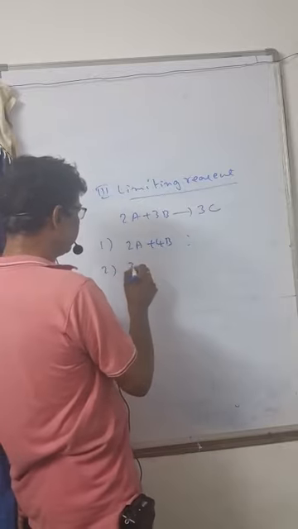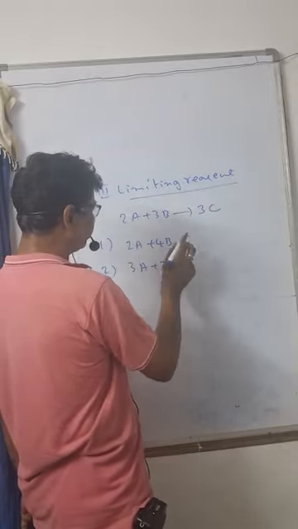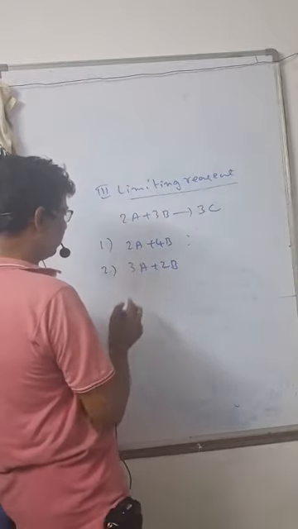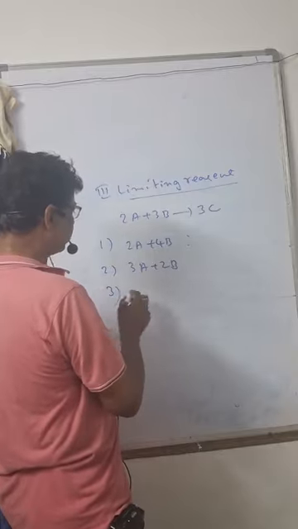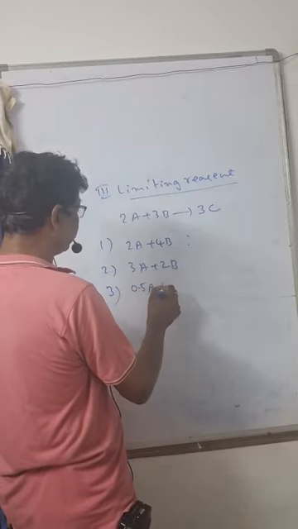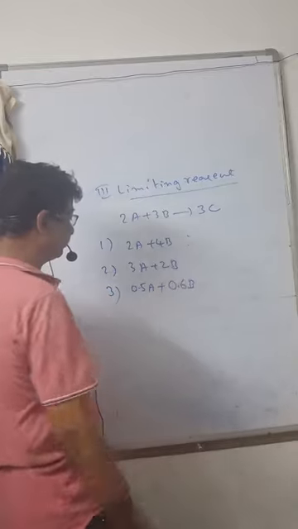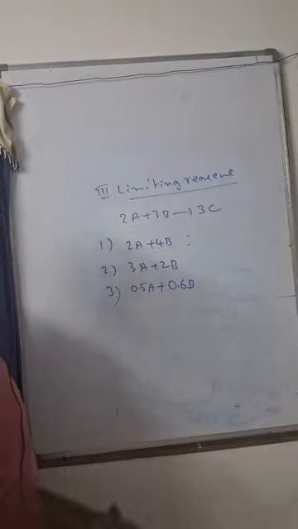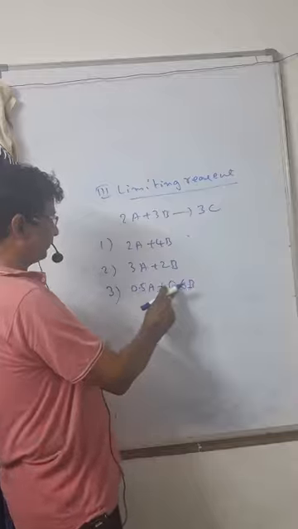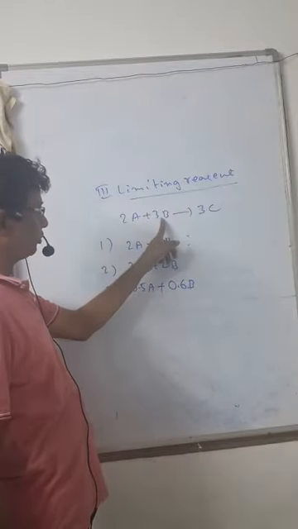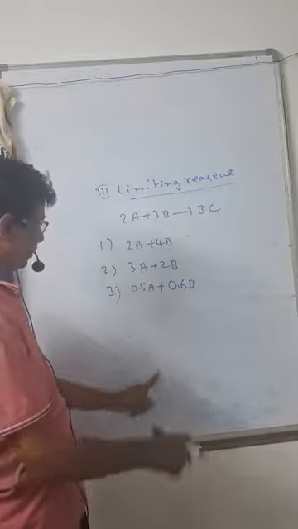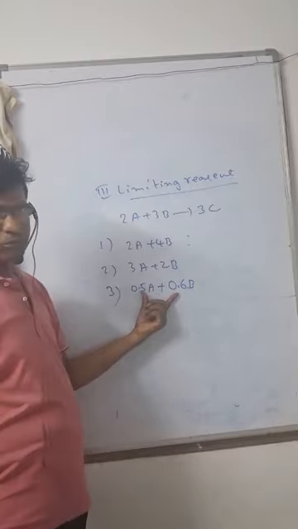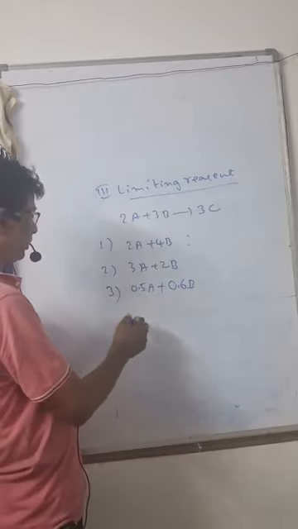Second case, 3 moles of A, 2 moles of B. You have to mix 2:3, but this is 3:2. Third case, 0.5 moles of A, 0.6 moles of B. It is also a limiting reagent case. The equation is not followed. You have to mix in 2:3 ratio, but it is not 2:3. The ratio is 0.5 to 0.6, approximately 1:1.1. So there is limiting reagent.